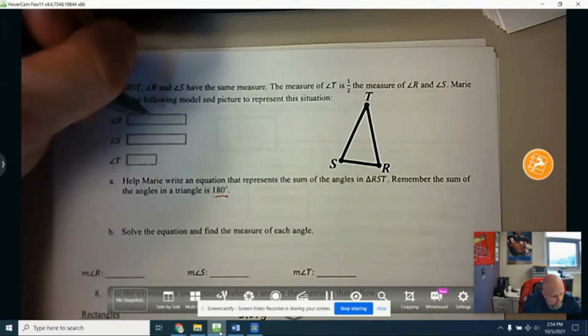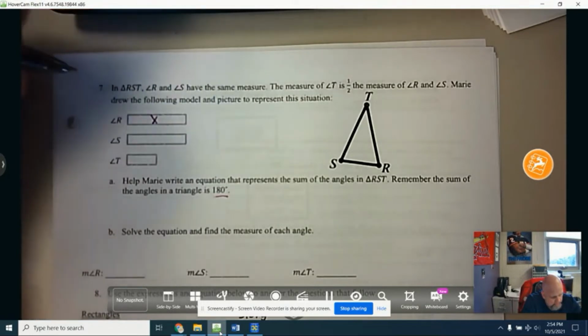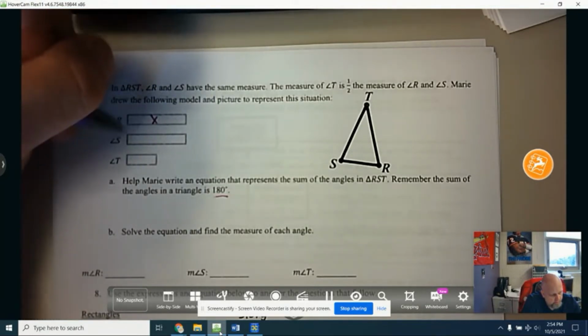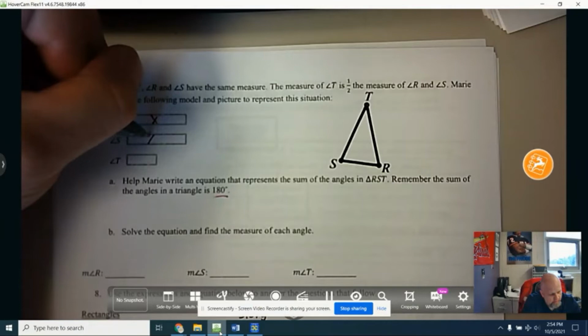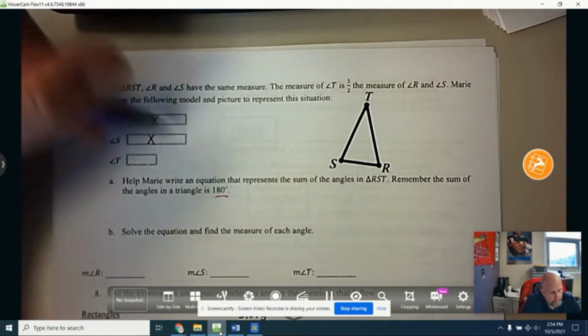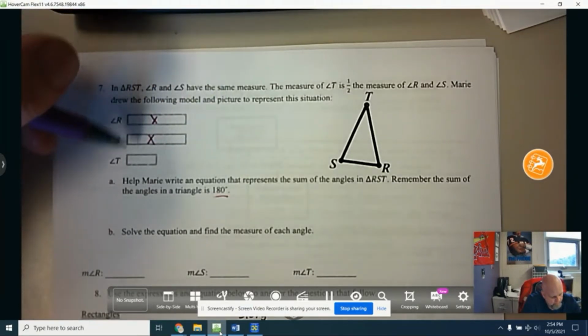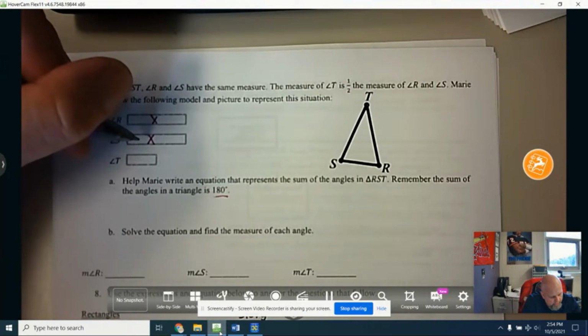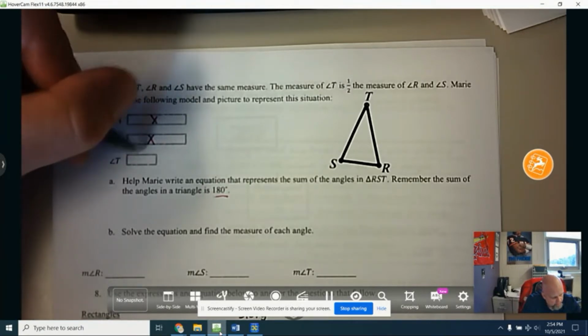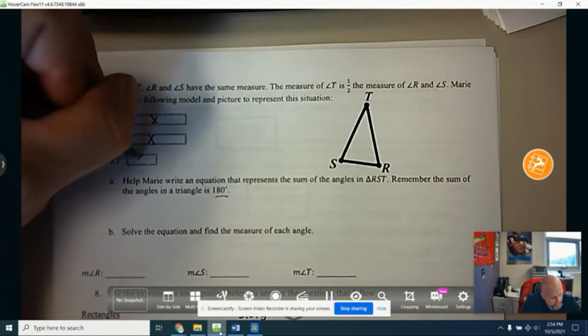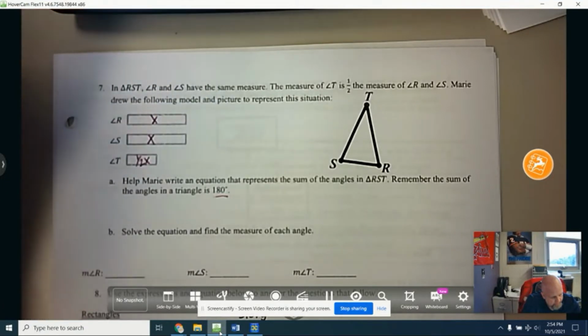But if we say R, we don't know what R is, we just call it X. But looking at this pictogram here, we know that S is also going to be X because it's the exact same. Now, if I'm looking at T, I know that T, in relation to these two, is 1/2 of whatever this is. This is X. So T is going to be 1/2 X.